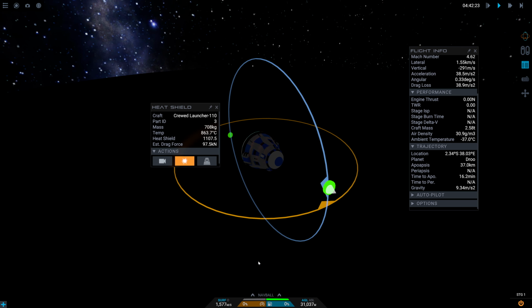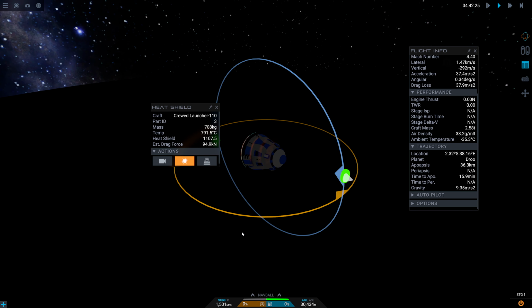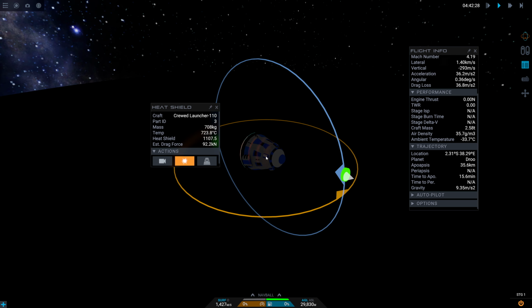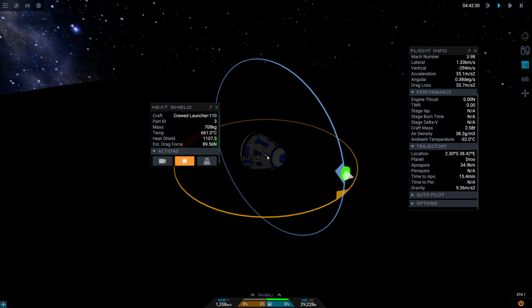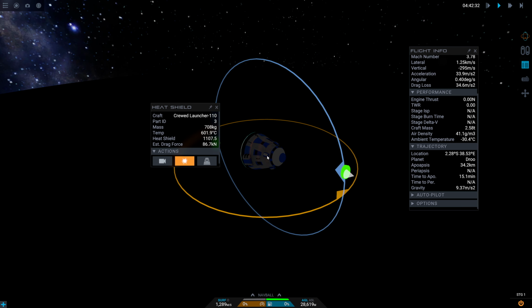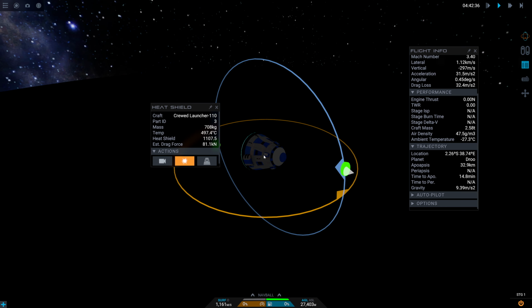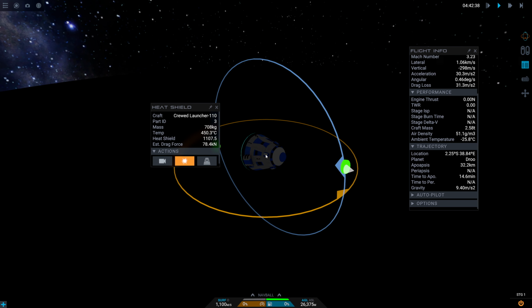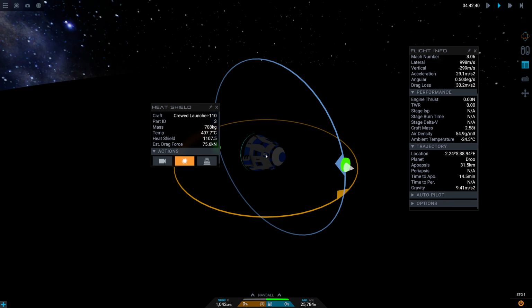Okay, so our current surface velocity is 1,500 meters per second, and I want to fire up these drogue chutes quite soon here. 1,200 meters per second. 1,100. As of now. And we are safe for drogue chute deployment now.